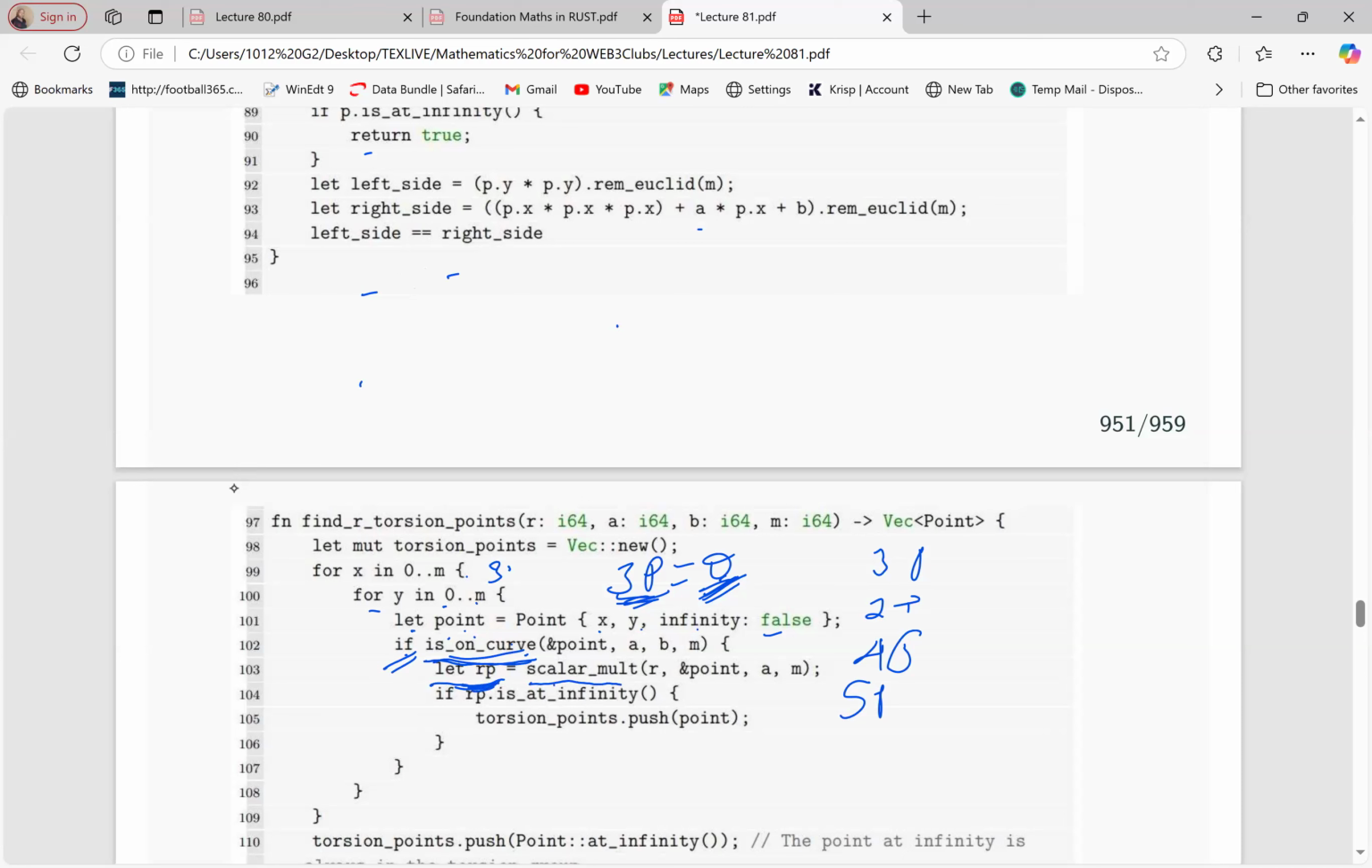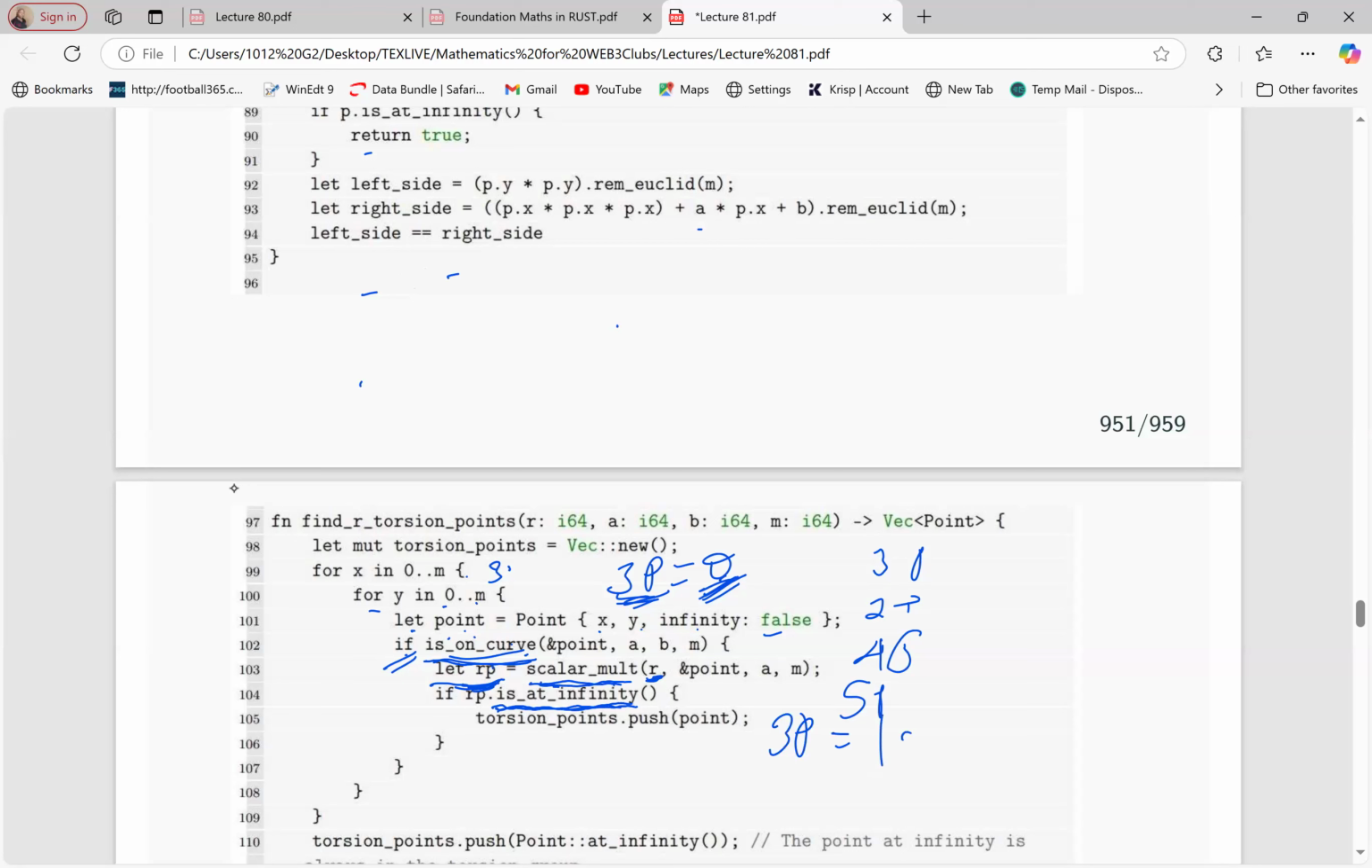Scalar multiplication function above, we just call on it. The scalar multiplication function is supposed to tell us the result of multiplying r and p. It says, if that result is at infinity, you're calling on the function is at infinity. Of course, this function, scalar multiplication, is just giving the result of multiplying 3 times p.